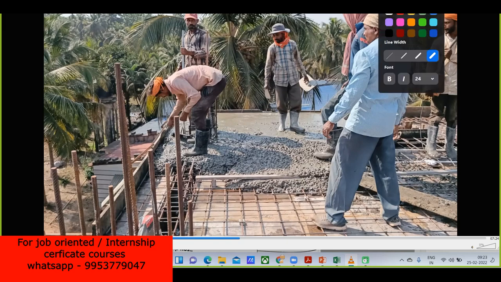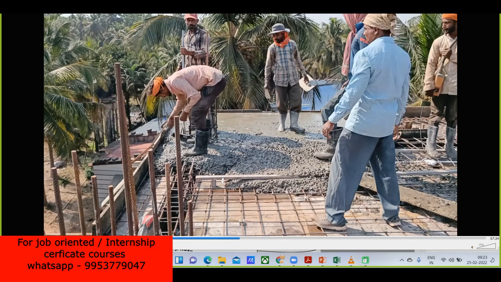So this particular height is 5 inches now. So you keep it here and you are going to do the concreting up to this level. So this 5 inches will be maintained throughout your slab. That's one way of doing it.